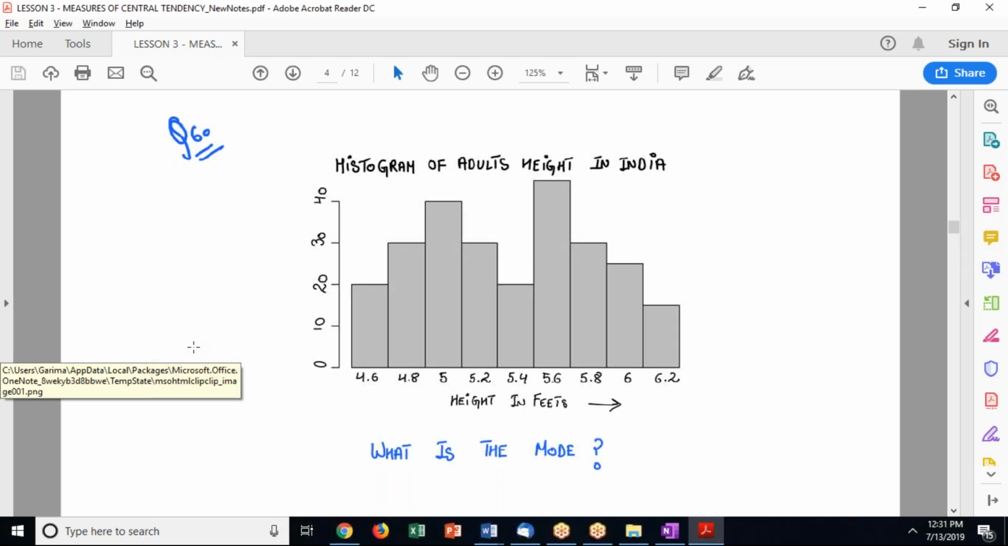5.6. How many of you agree to that? Anybody who does not agree to that? 5.6 only. Okay. In this case, if you look at this data, now we thought that 5.6 is a good measure, right? That seems to be the mode here, right? But if you look at this data, basically, yeah.